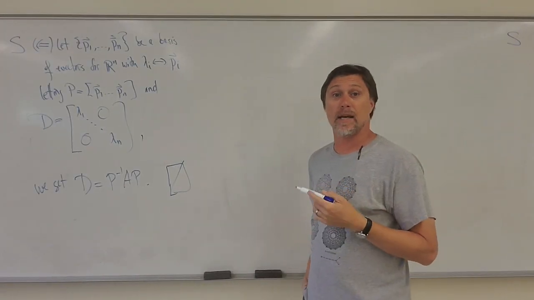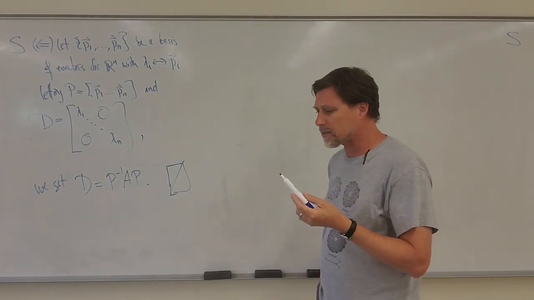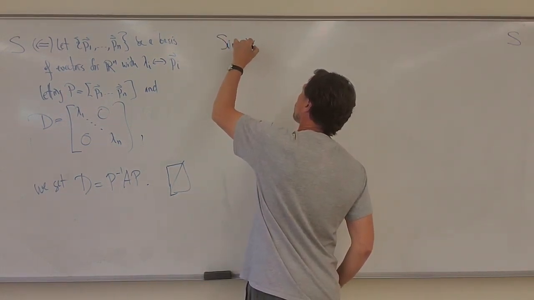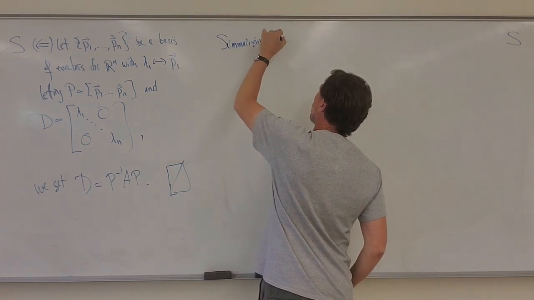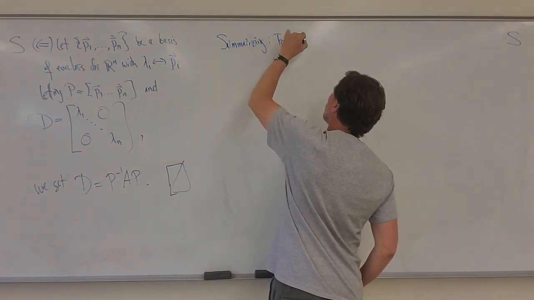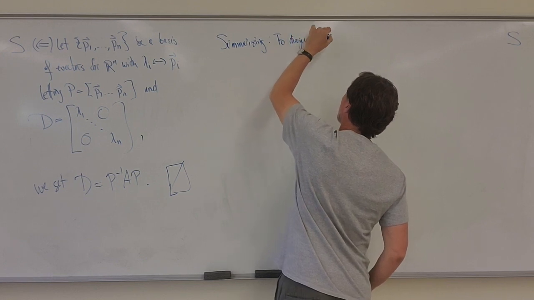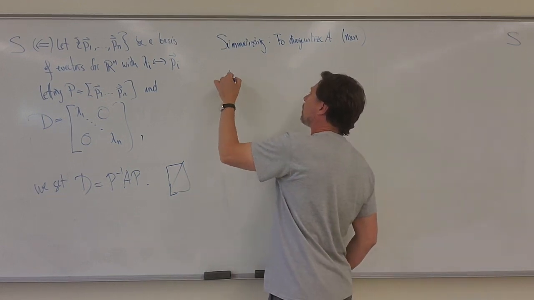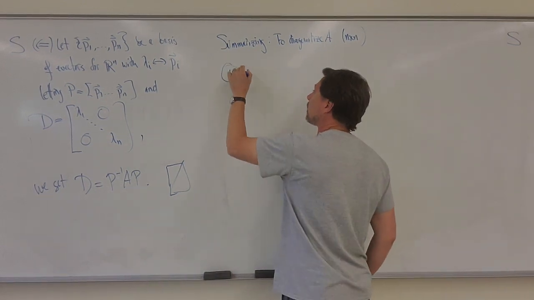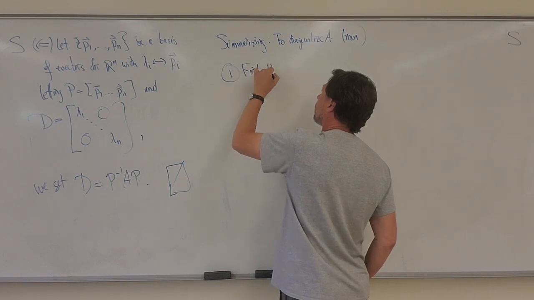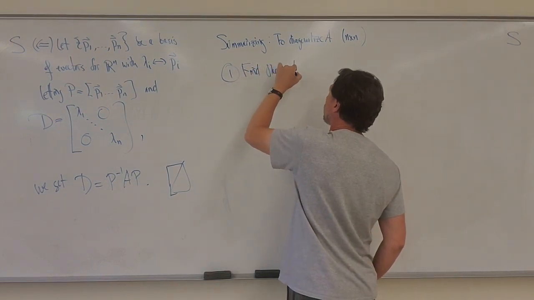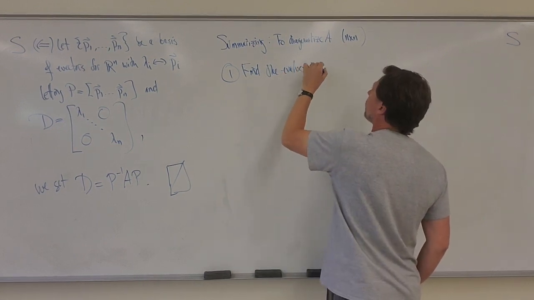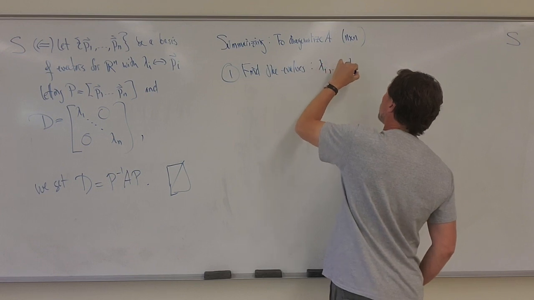So this proof now tells us everything that we need to know. And now I'd like to summarize. To diagonalize capital A, which is an n by n matrix, the first step is to find the eigenvalues. Let's call them lambda 1 up through lambda sub k.